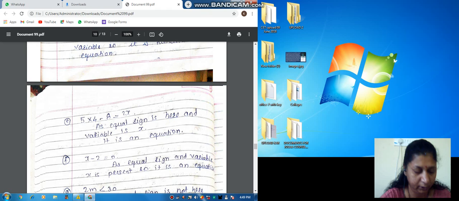Then next, 12 multiplied by 4. Now just see the next: 7 plus p with an equal sign is an equation. The variable is present. Then 12 plus something is greater than, so it is not an equation. Once again, where only numbers are present, it is a numerical equation, and the equal sign is here.